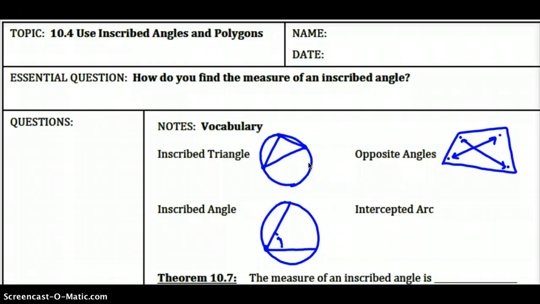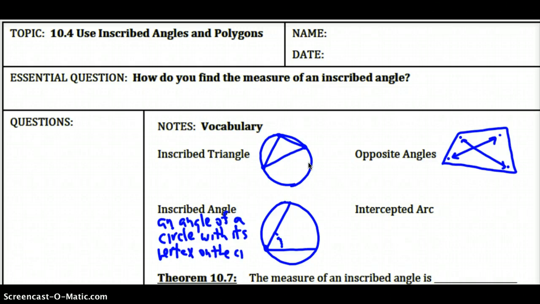So how can we describe an inscribed angle? It's really an angle of a circle with its vertex on the circle.